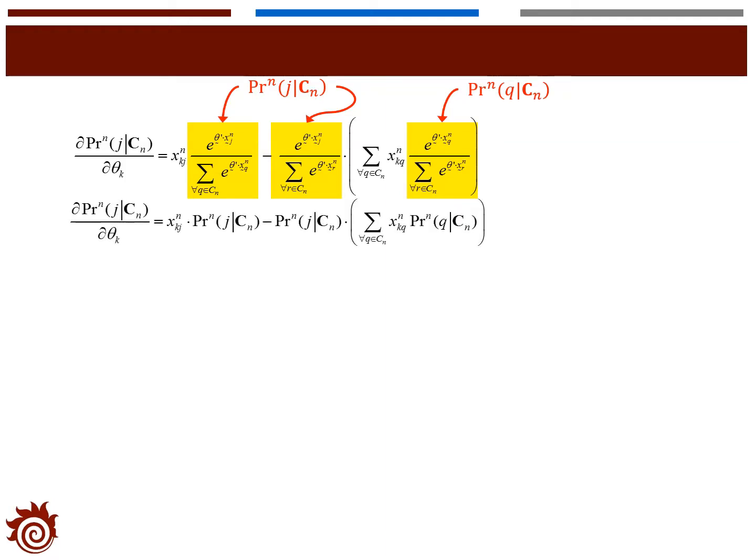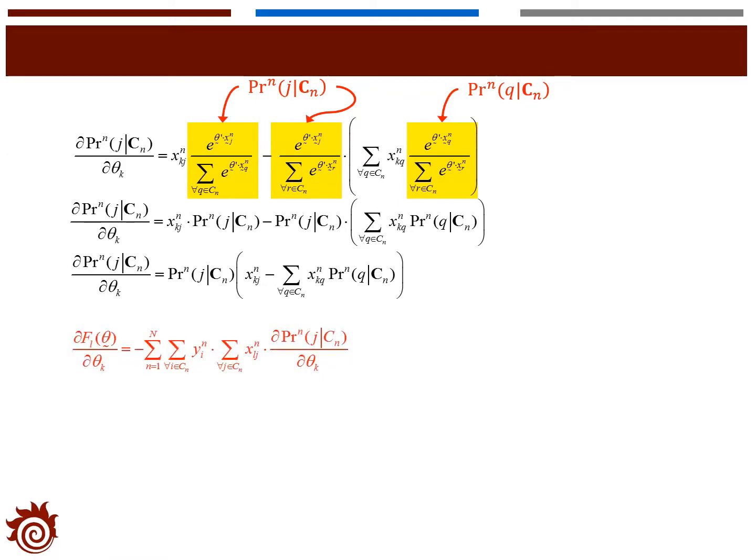In this equation, you will find that the first term is just the probability of choosing mode J, and similarly for the second one, and the third term here is the probability of choosing mode Q. Then we can simplify this equation as xkj times the probability of J minus probability of J times the summation of xkq times the probability of Q. And we can take the probability of J outside the brackets. This will give us the simplified result for the partial FL over partial theta K.